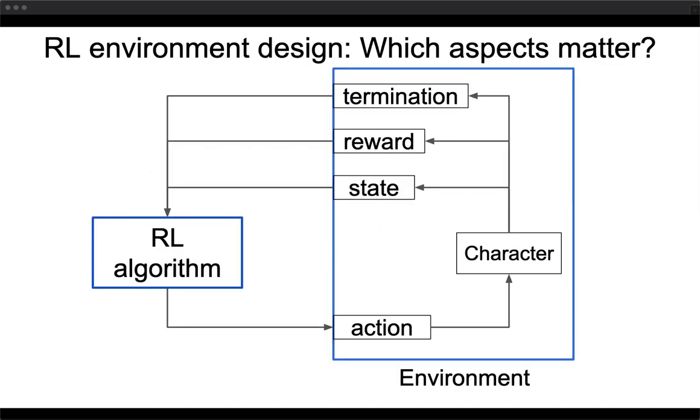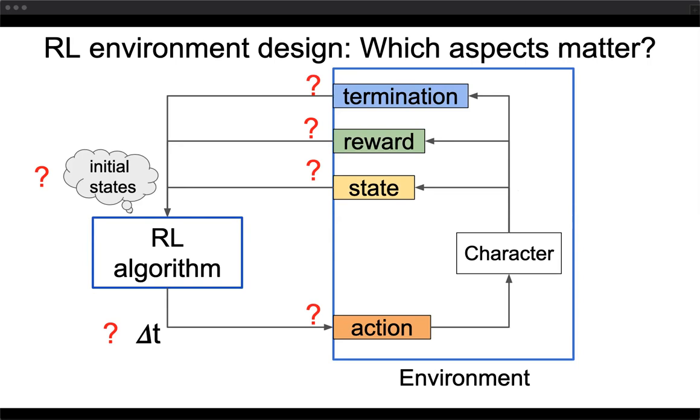And to answer this question, we have to look at the usual RL loop, in which there is an RL algorithm and an environment. They interact with each other. The RL algorithm sends actions to the character, the environment transitions its states, and then sends back the new state and a reward and a terminal signal. So when we try to answer which aspects matter for RL environment design, we can further divide this question by trying to understand what are the reward and terminal signal, what should they include, and how should they be used.